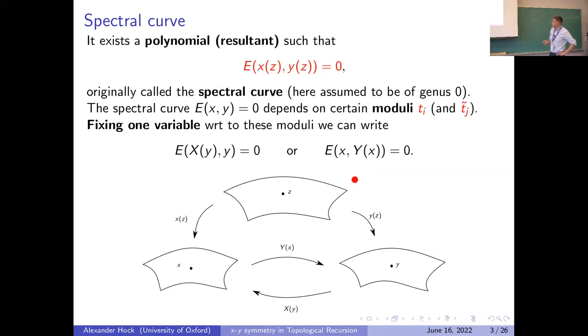And then I have this kind of picture in mind where you have here the Z space, and then you map with x(z) to the X space, where I fix X with respect to this moduli, or you can go to the Y space where you fix Y with respect to this moduli. And you can go from one space to the other, and they are formally inverse to each other.